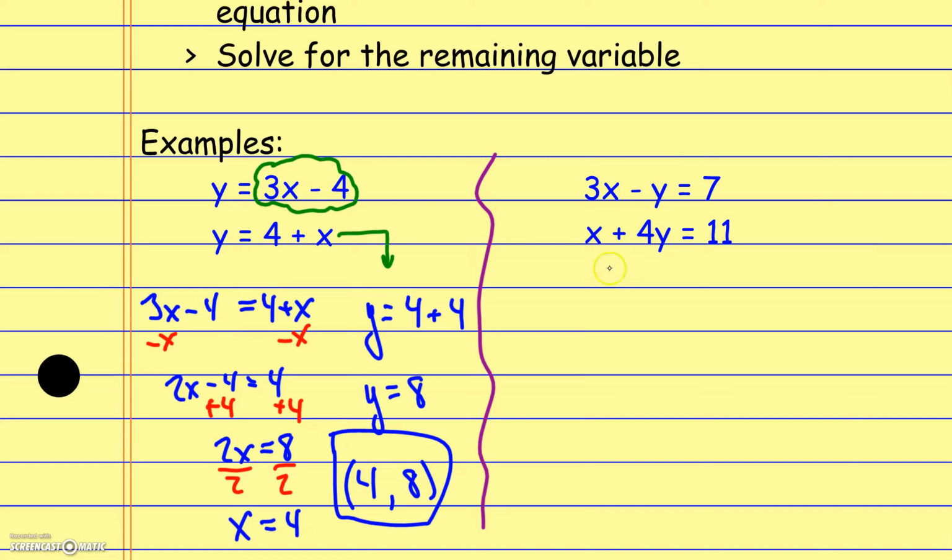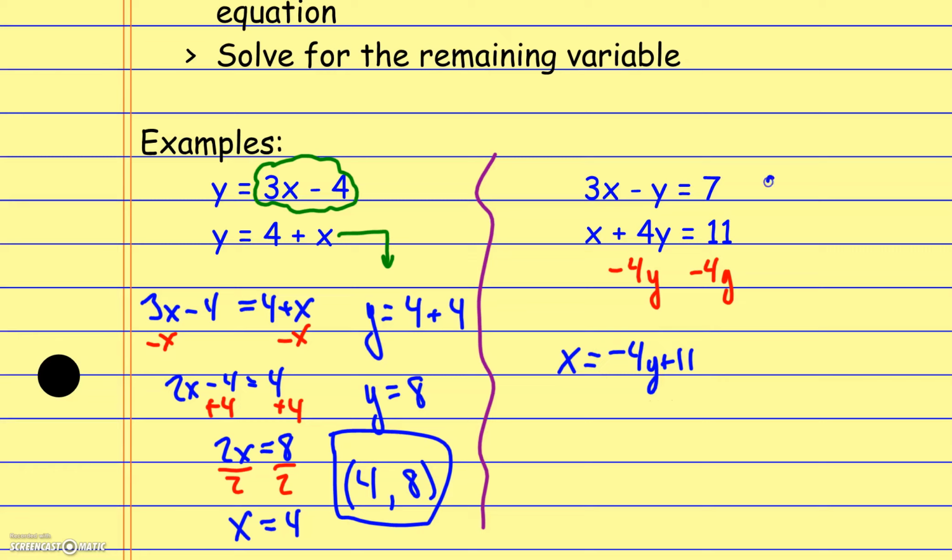So I'm going to take this x value and get it by itself, so I'm going to subtract the 4y from each side. And when I do that, I find out that x equals a negative 4y plus 11. And now I have an x value. This expression is my x value. X is actually a negative 4y plus 11. So I'm actually going to plug that in for the x in my first equation.